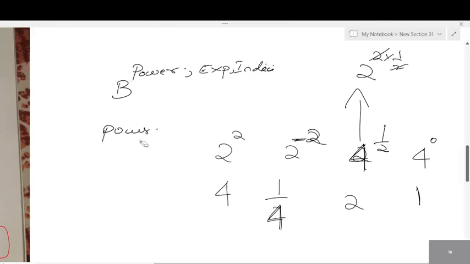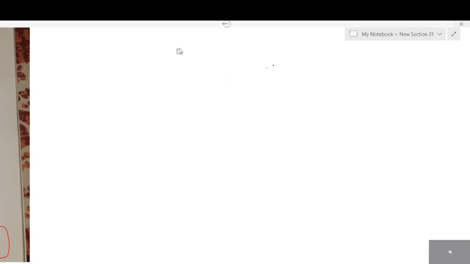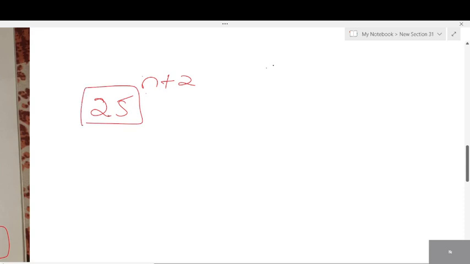And from the 8th and 9th main onwards, what if the power has variables? Yes, the power has variables. For example, 25 to the power n plus 2. Look at the power. Does it have only a number or a variable? Variable. So the rule for variables is, whenever it has a variable, you have to factorize. Factorize what? What do you call this? The base, right? Factorize the base.